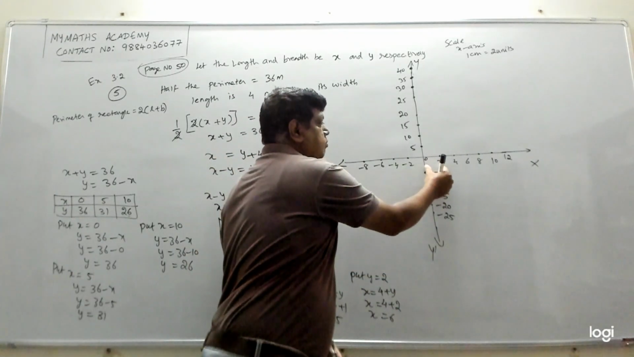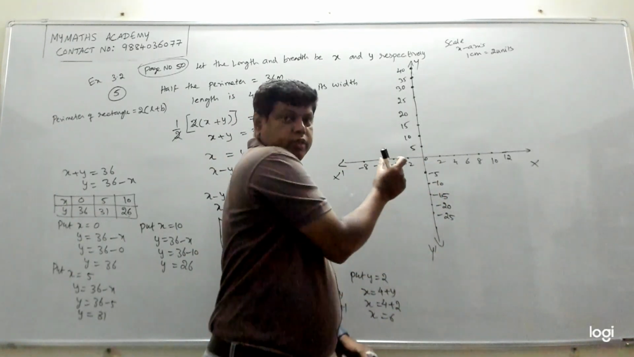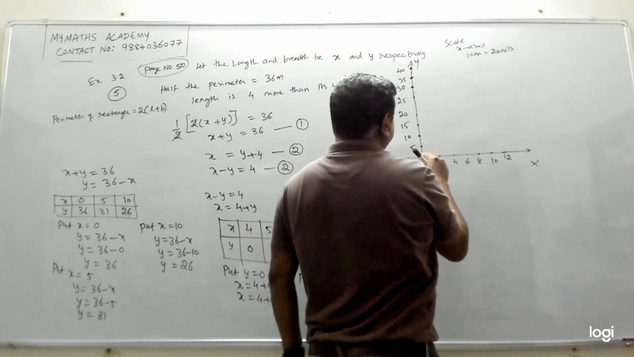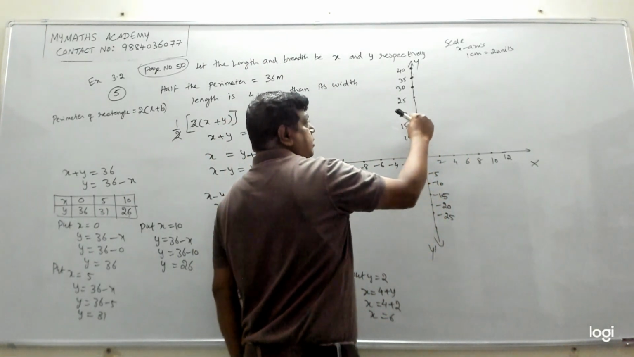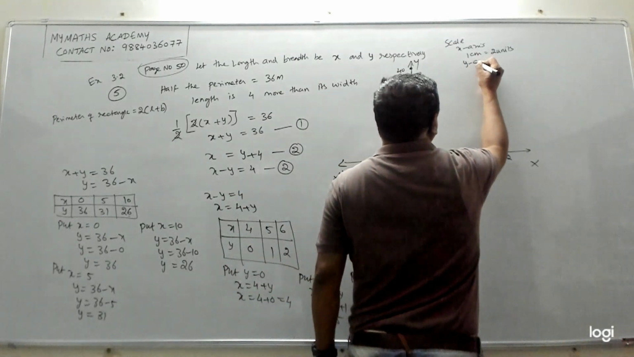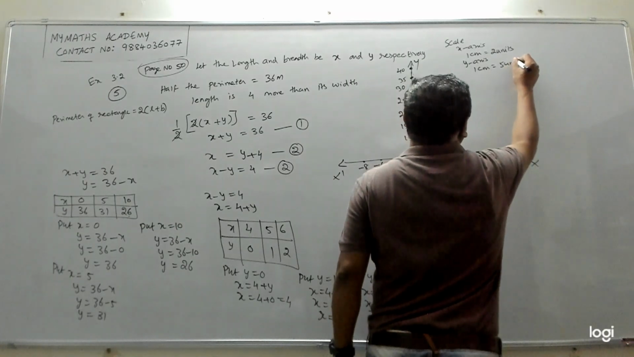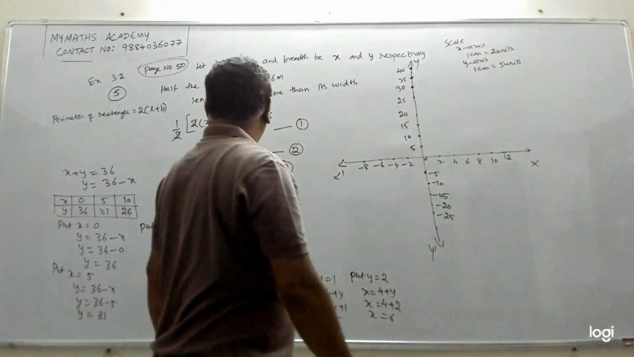This is 1 centimeter. One box in your graph sheet is 1 centimeter. So this is 2 units. So now here one box is how much? 5. So 5 units. So y-axis is 1 centimeter equal to 5 units. So that you need to write the scale. Right? Now let's plot the points.